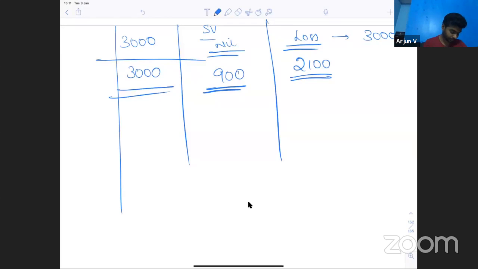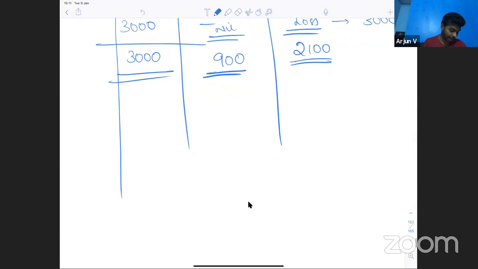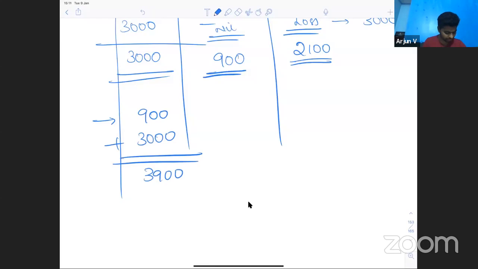Third year, see here, third year I have an opening balance of 900. I paid 3,000 more. So my total amount was 3,900, whereas my surrender value is 2,000. I suffered a loss of 1,900.